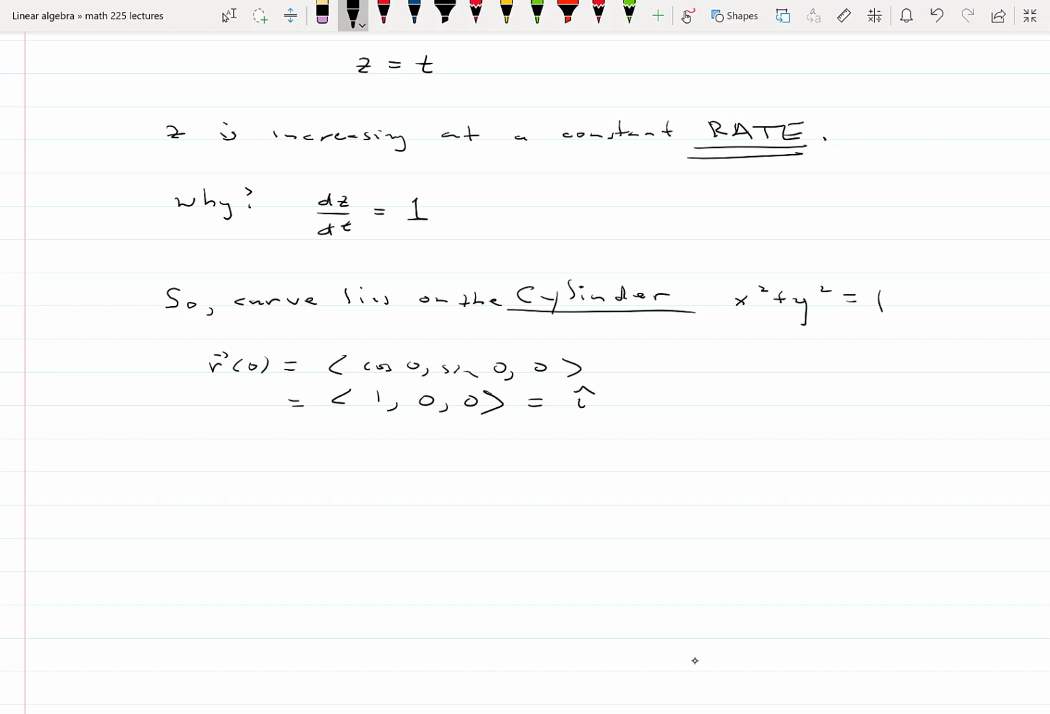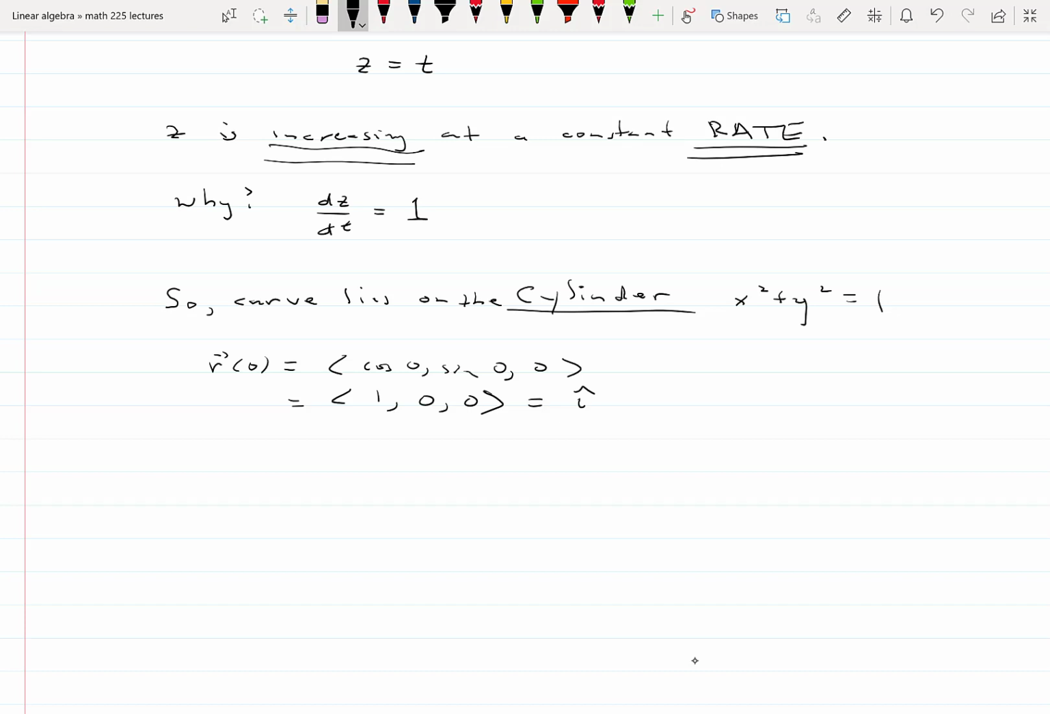The x and y stay on a circle, so the curve stays on the cylinder, and the z-value increases, I'm underlining the word increases, at a constant rate. That means the z-values are going up. What is this curve? What does it look like?